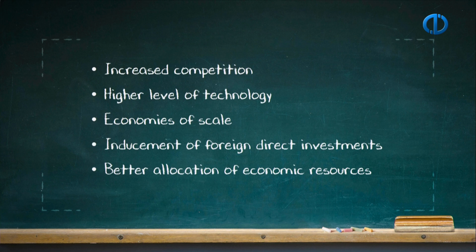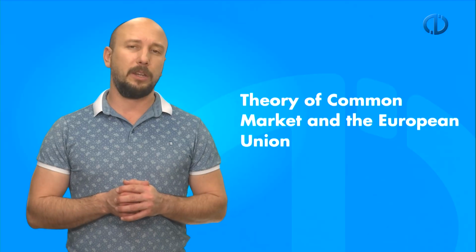Dynamic effects are the long-run effects of the customs union. They arise due to increased competition within the customs union, higher level of technology, economies of scale, inducement of foreign direct investments, and better allocation of economic resources. Another topic that we should talk about is the theory of common market and the European Union.